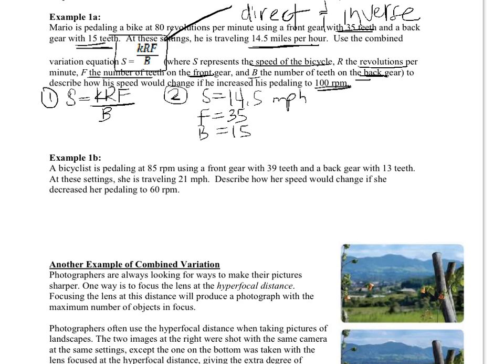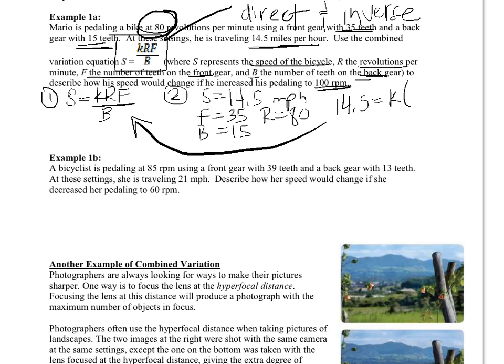So we know his speed is 14.5, and we're plugging it all into that equation, equals k times R, and in this case R is 80 revolutions. We forgot to write that one. R equals 80 times the front teeth, which we said was 35, all divided by those back teeth, which is 15. We can solve for k by doing that math, and we should get k equal to 0.078.